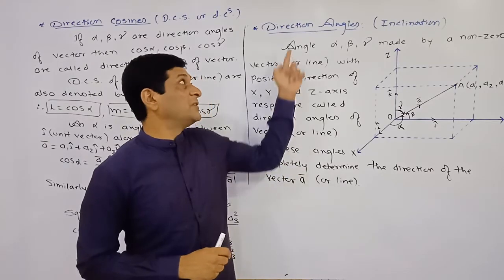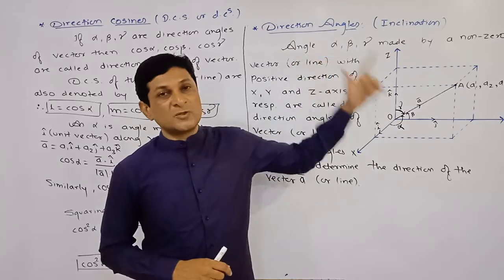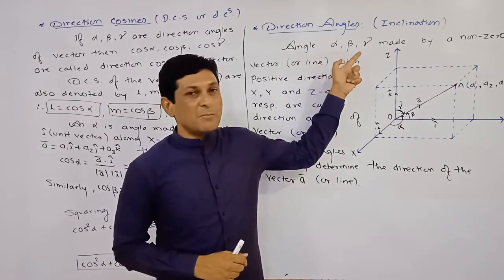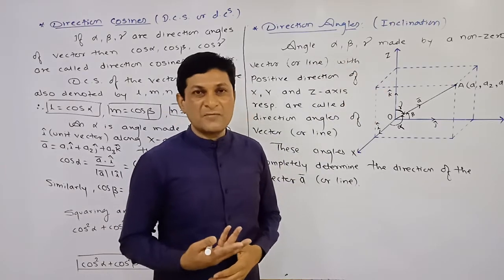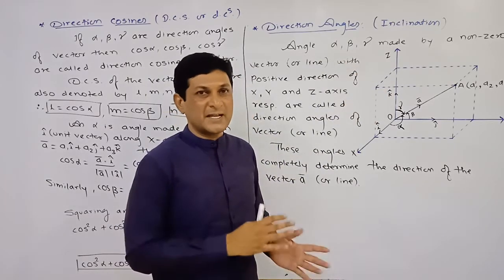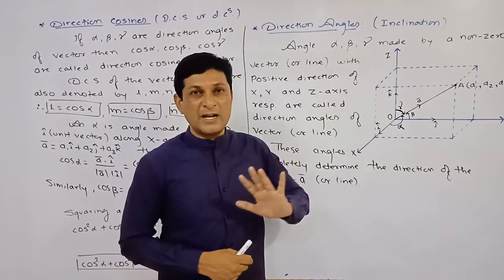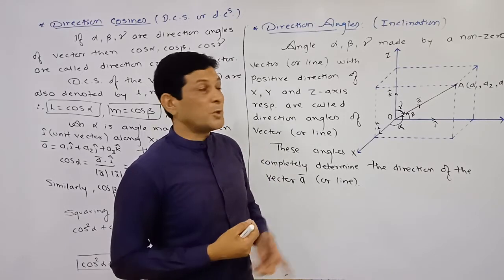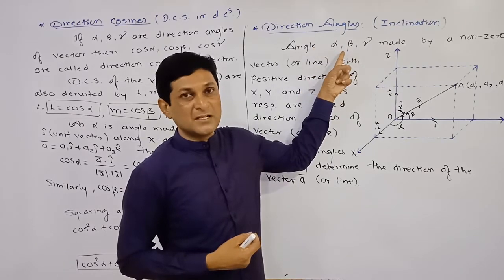So let us begin with the definition of direction angles. Direction angles are also called inclination. If alpha, beta and gamma are the angles made by a vector with the positive direction of the x-axis, y-axis and z-axis, then these three angles alpha, beta, gamma are called direction angles. We can say that these are the direction angles of a vector.